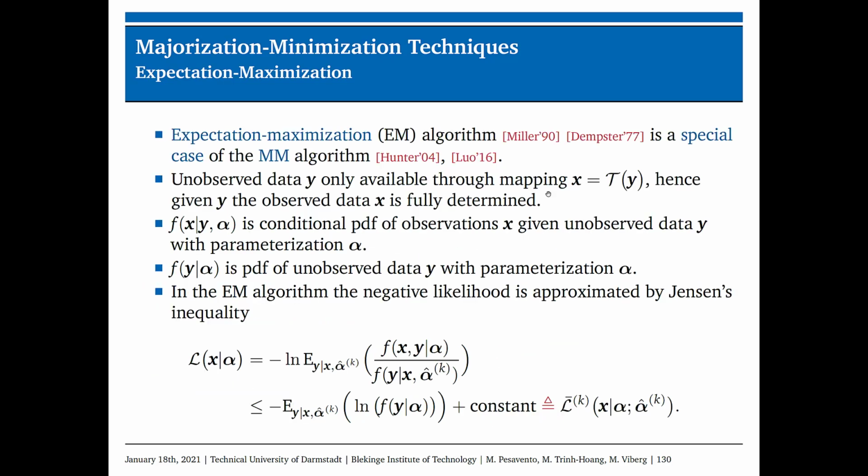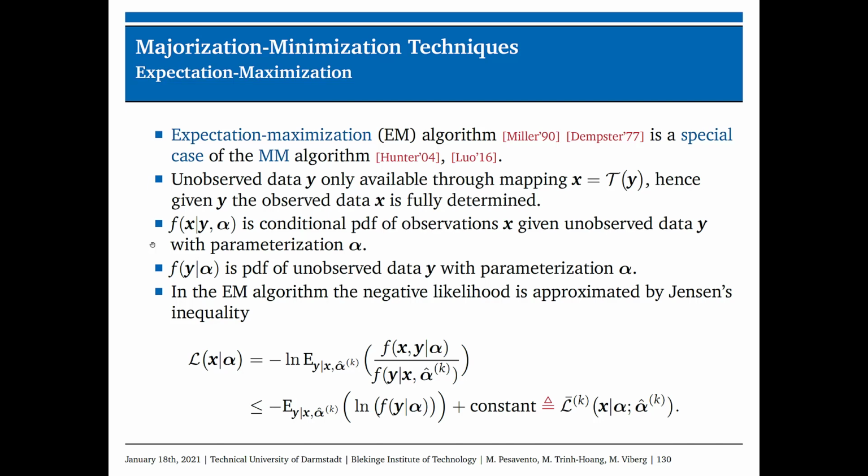The expectation-maximization algorithm is a special case of the majorization-minimization algorithm. The idea is to introduce additional variables, the so-called unobserved data vector, y, that cannot be observed directly, but that is related with the observed data through a simple mapping x equal to t of y. Hence, given the unobserved data, the observed data is fully determined. The reverse statement generally, however, does not apply. The vector y and the vector x together form the complete data.